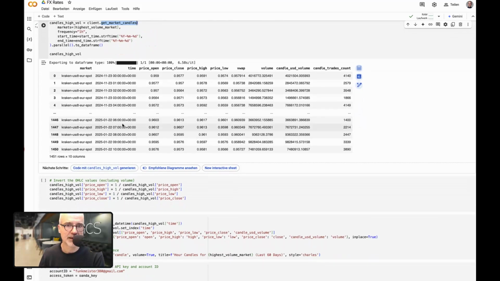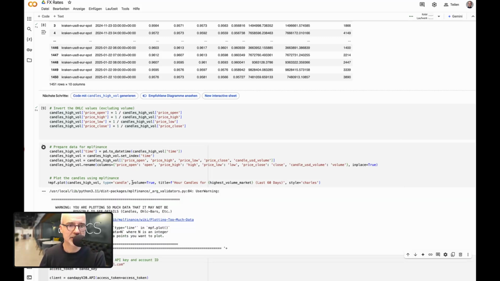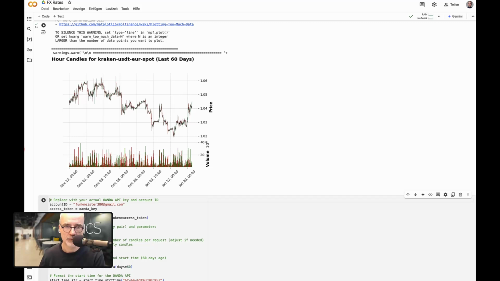And then because you can see here that the price is 0.95 something, it's basically the inverse of what OANDA will use, where the price of euro is quoted in USD. So we can fix that by quickly just calculating the inverse. Just a few other little name changes of columns here to use a special library that can print candles. And we can now see here 60 days worth of trading of the euro against USDT.